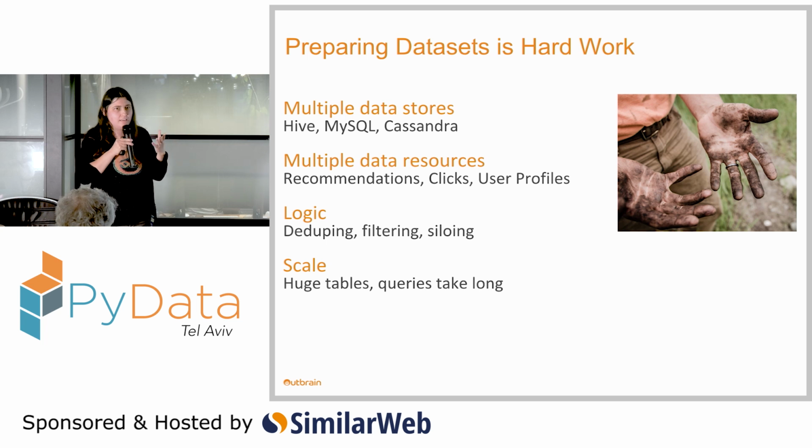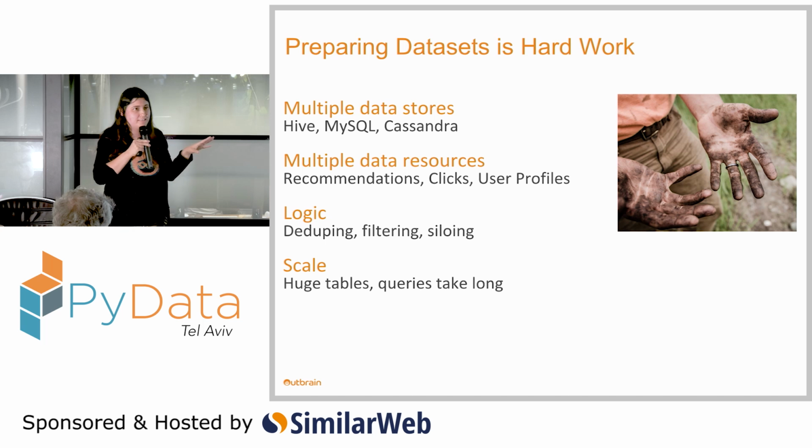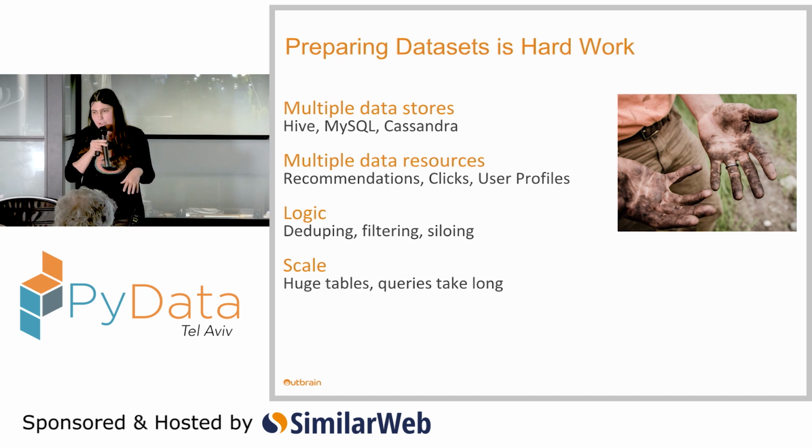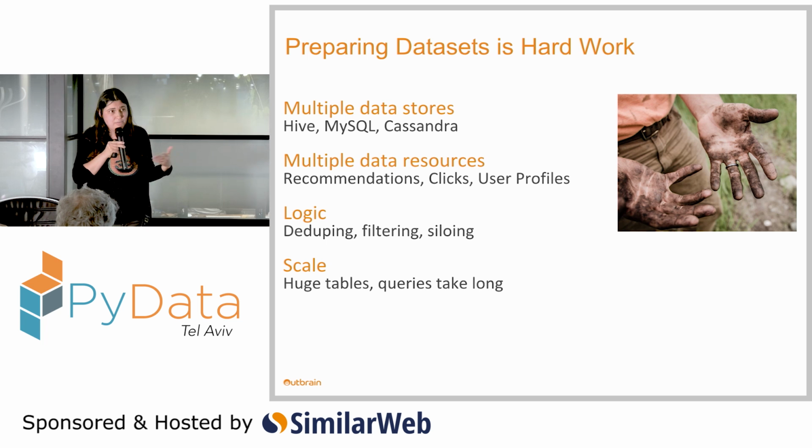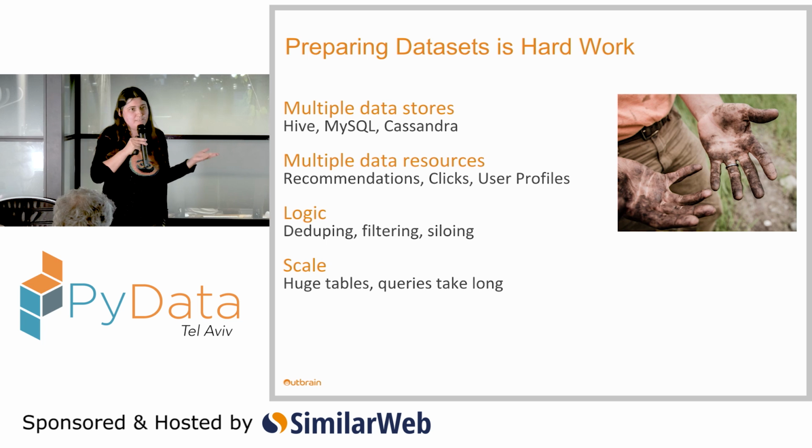Secondly, we have everything in different tables because we have different types of events, and these events go through different flows and are written to different places. In our case, we have recommendations, clicks, and user profiles. Each type of event is written to a different place, and we need to somehow aggregate them. We have logic that we need to apply, usually deduping, siloing, stuff that everyone needs, but everyone needs to implement.